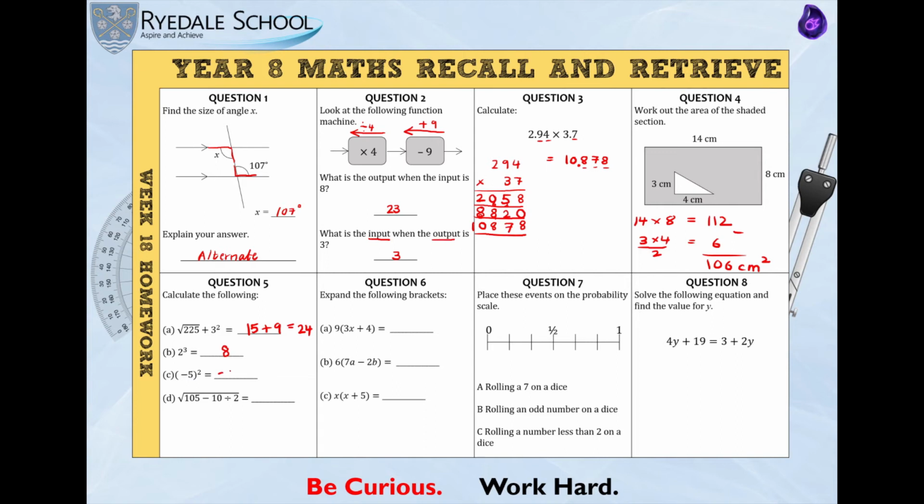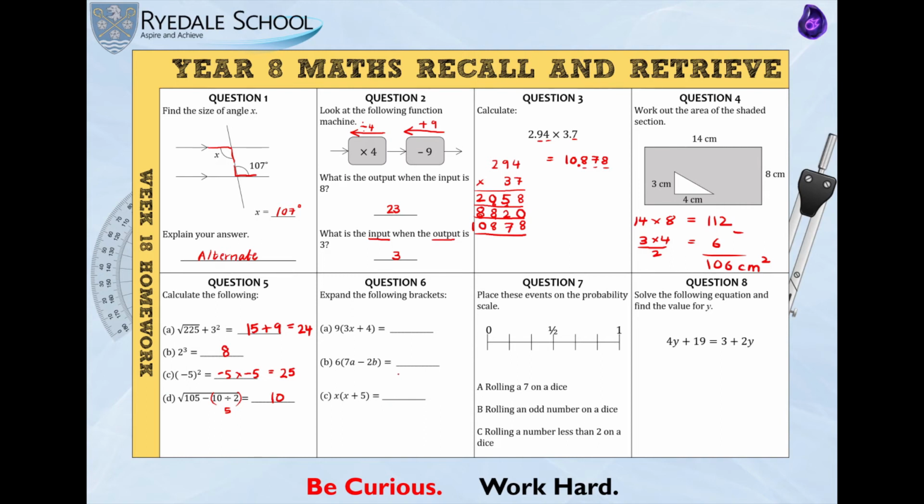Negative 5 squared is negative 5 times negative 5, which is positive 25. And because this square root runs the whole length of the calculation, I've got to do this calculation first. I've got to do 10 divided by 2, which is 5. I've got to do 105 take away 5, which is 100. And then it's the square root of 100, which is 10.